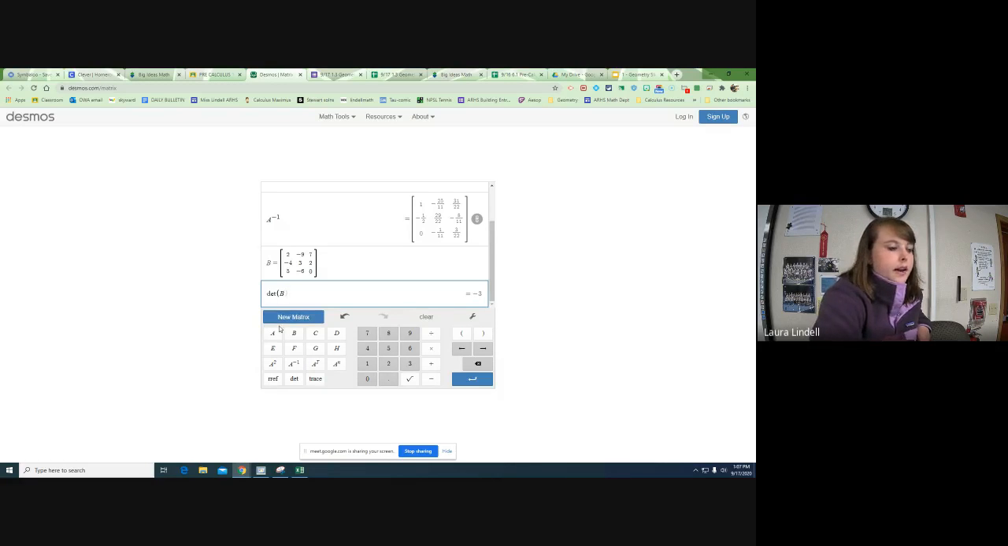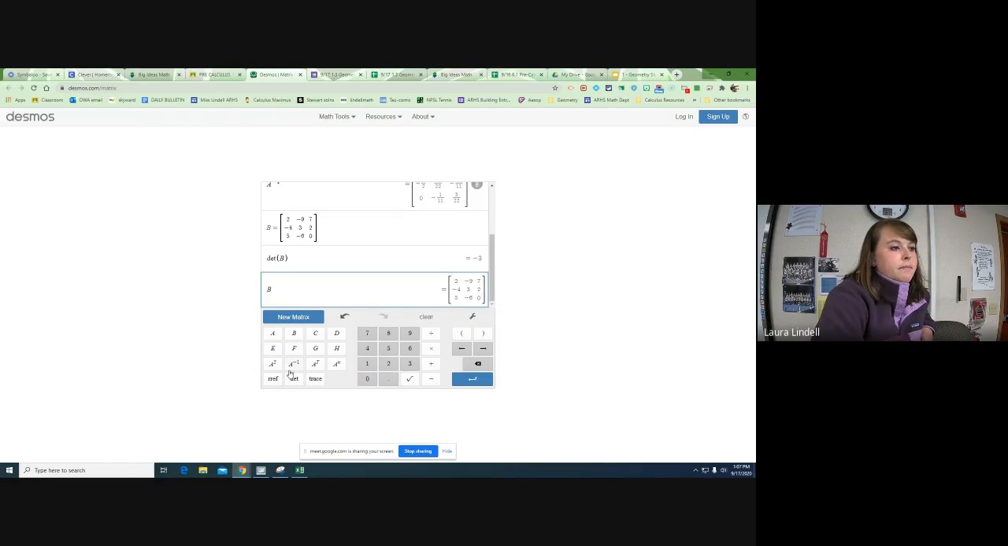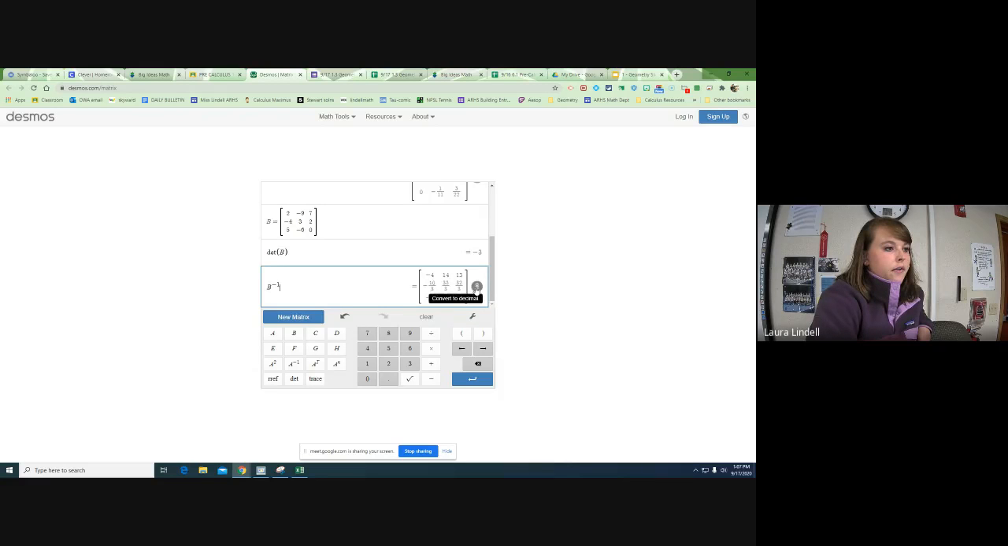And then I just hit enter to get a new line. And if I want to find the inverse, I just click matrix B. And then that -1 power button is the inverse button. And so it gives me my inverse matrix, and you can also make it into fractions if you would like, or decimals by toggling there.